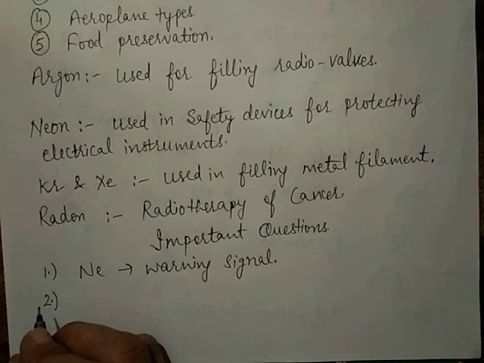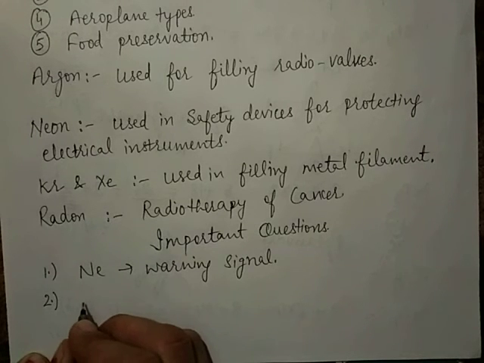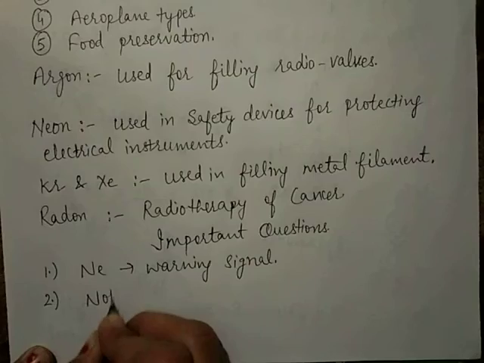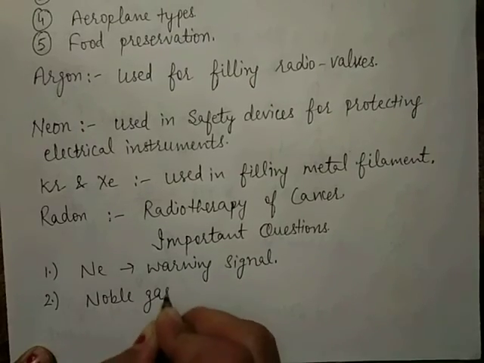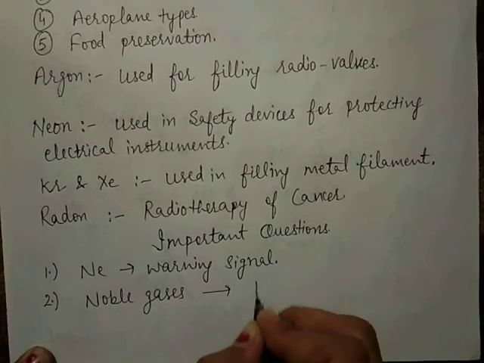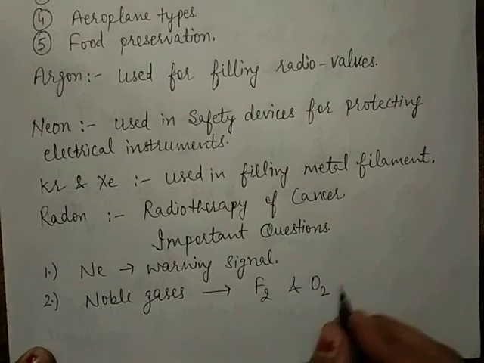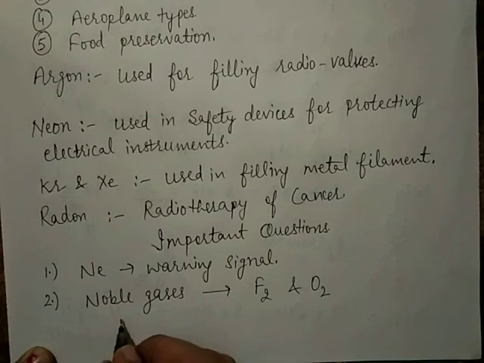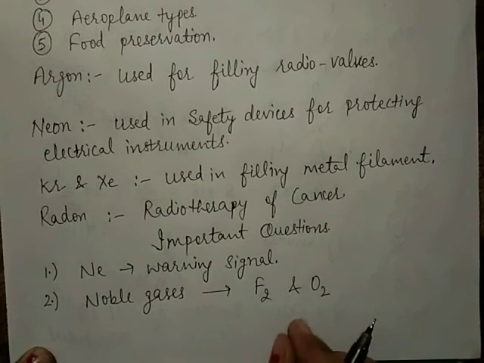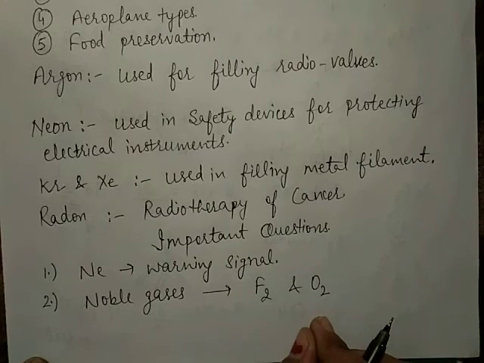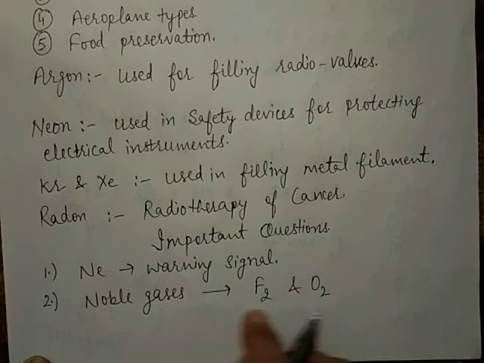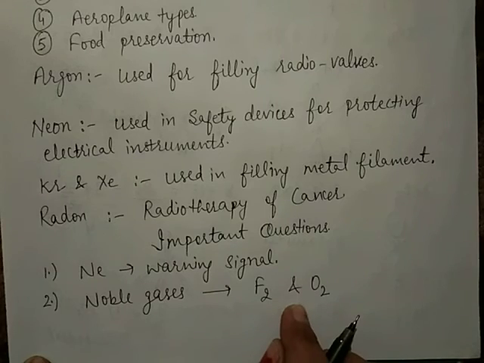Now the second question is why noble gases form compounds with fluorine and oxygen. जो नोबल गैसेस होती हैं वो सिर्फ फ्लोरीन एंड ऑक्सीजन के साथ ही कंपाउंड बनाती हैं. ऐसा क्यों? क्योंकि फ्लोरीन एंड ऑक्सीजन are most electronegative and they are very reactive. So they form compounds with noble gases.